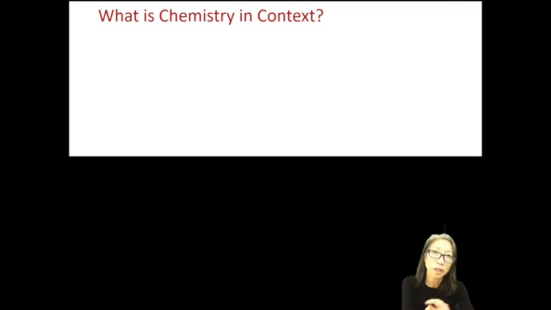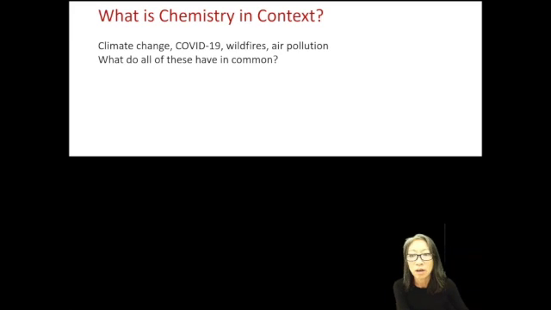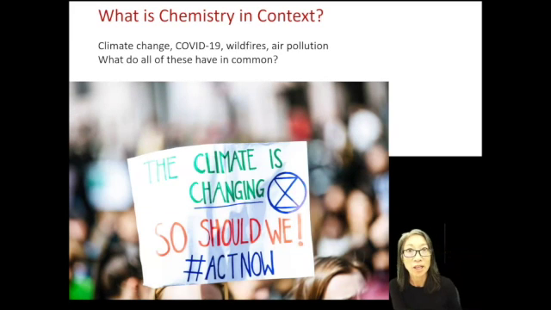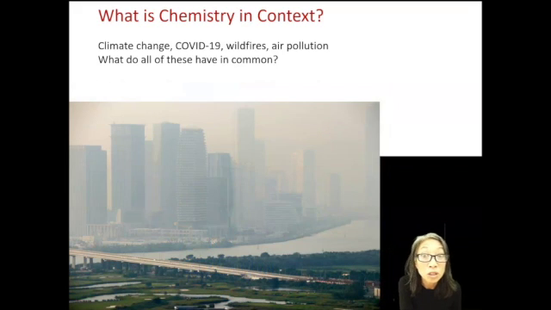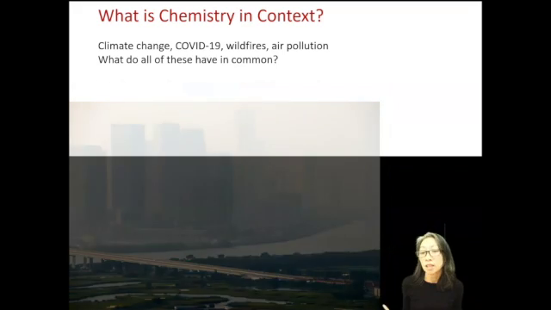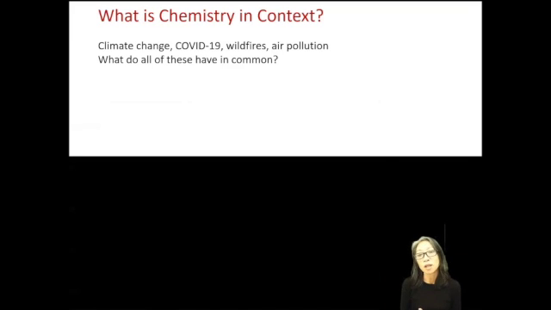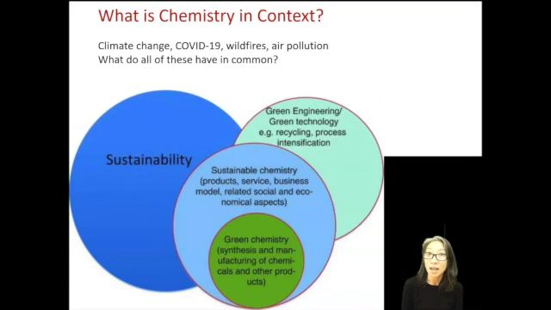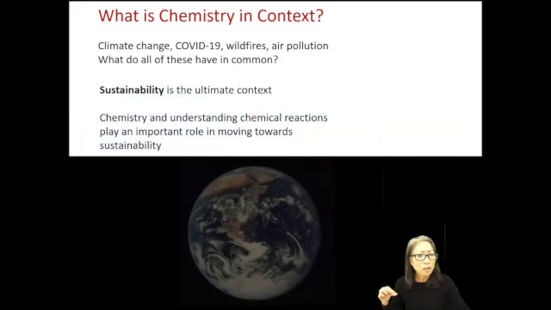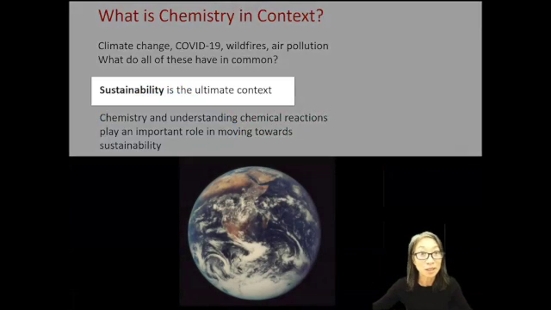So the goal is to put chemistry into context in which we know that there are problems facing the planet now. Climate change, COVID, wildfires, air pollution. What all these things have in common is they're not just problems, but their foundations are in chemistry. And understanding the chemistry behind climate change or air pollution can help us solve those problems. So solving those problems will lead to sustainability.